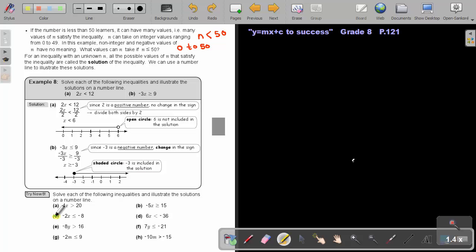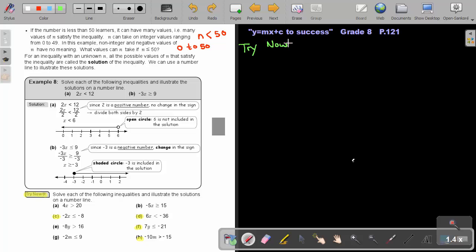I want you to do number C, and I want you to do number D and F and H, that is 3. Stop the video, and as soon as you are finished, you can continue with the video. Okay, let's look at it.